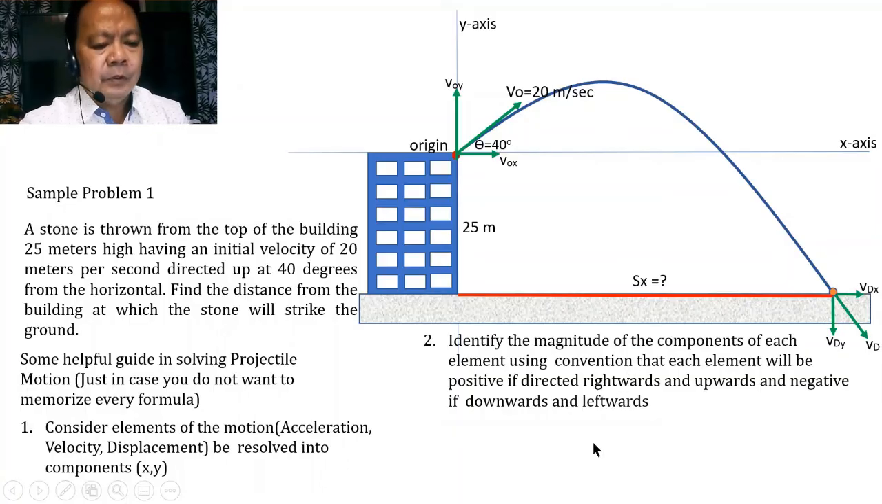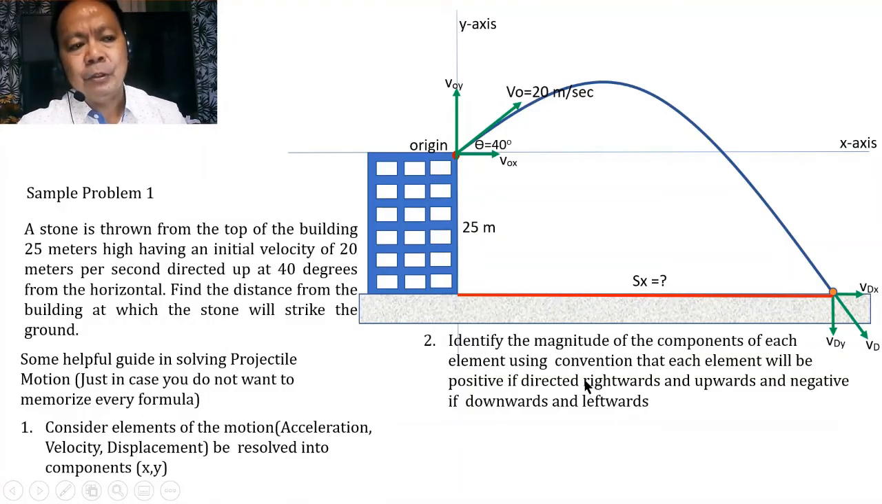Diba? So sabi dito, we identify the magnitudes of the component of each element using the convention. So kinakailangan natin mag-establish tayo ng convention. Ano? At ano ba yung common convention? Yung ginagamit kasi natin, if the direction is rightwards and upwards, we consider that as positive. Ganon din sa position. If the position is to the right or upward of the original position, then we consider that as positive. The other position or direction will therefore be considered to be negative.